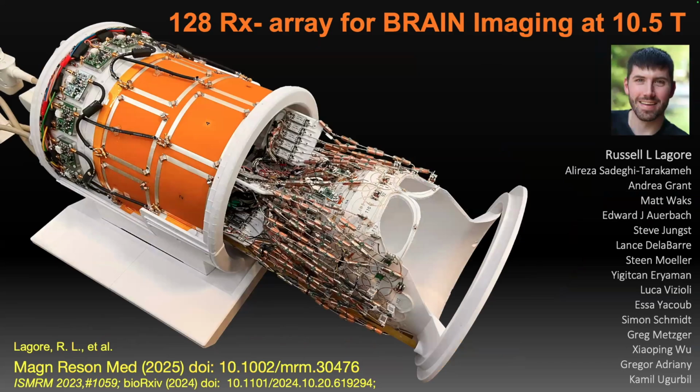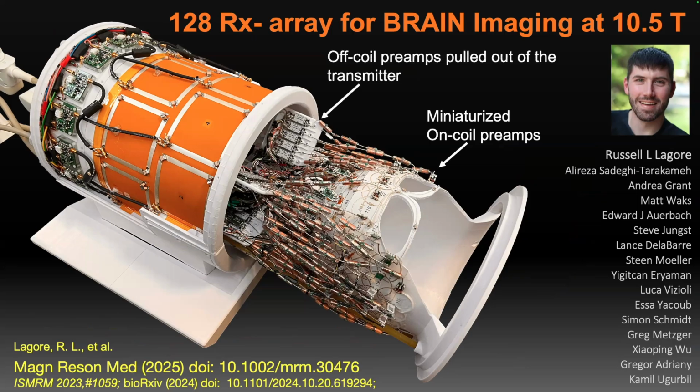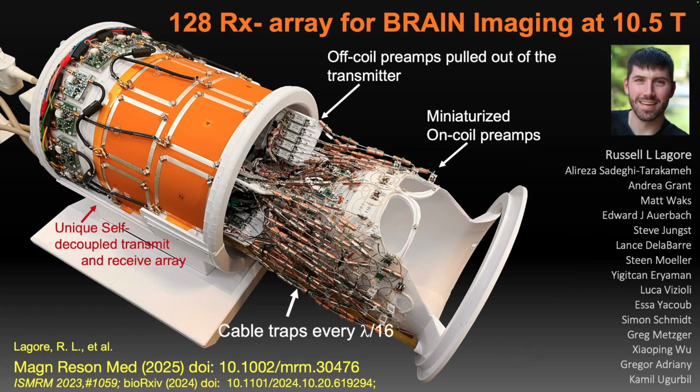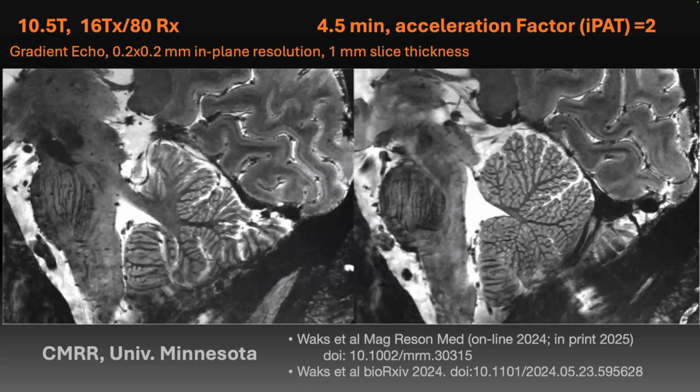One of them, in fact, is this 128-channel coil at 10.5 Tesla with a lot of technological development, including, for example, on-coil preamplifiers and off-coil preamplifiers that we pull out of the transmitter so that they are not getting disturbed by the transmitter. For the on-coil preamplifiers, we had to miniaturize them so that they don't interact with the transmitter, plus cable traps and a unique self-decoupled transmitter and receiver array. The net result are some anatomical images like this, which we published.